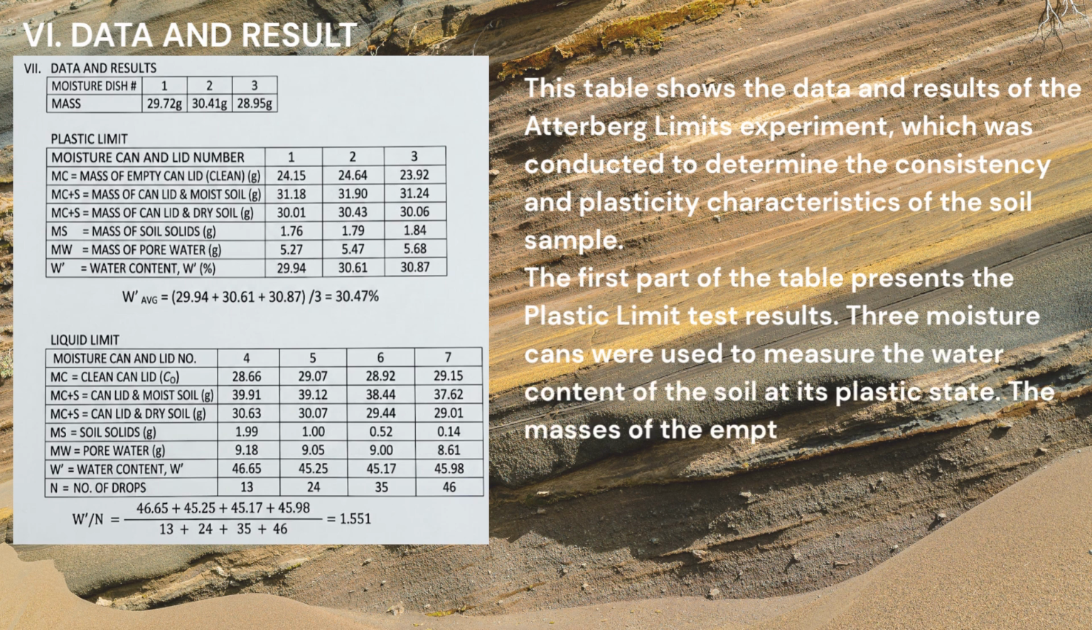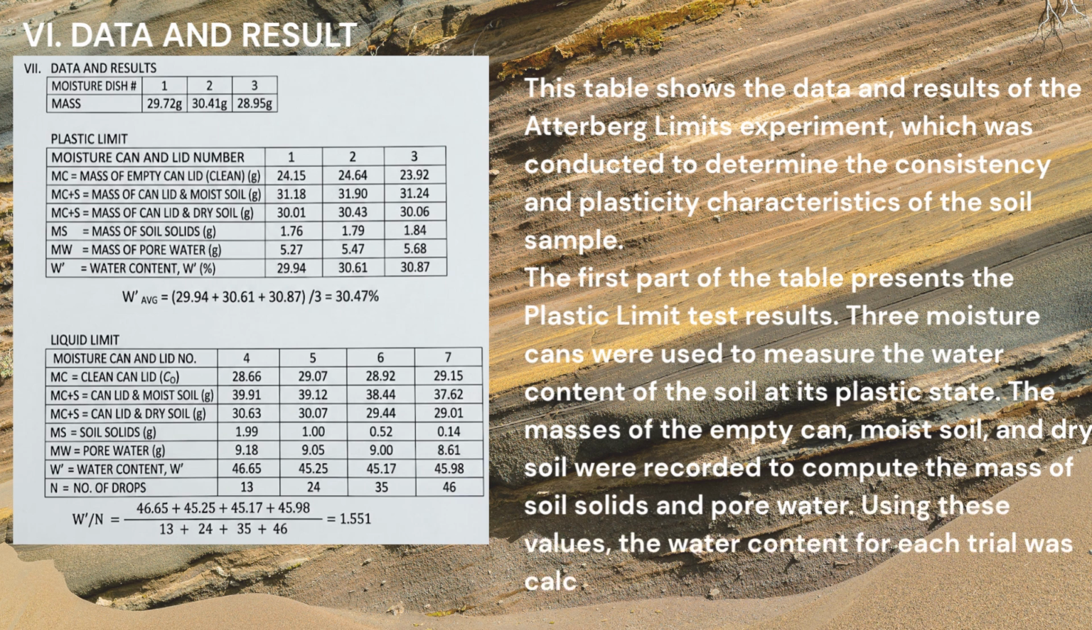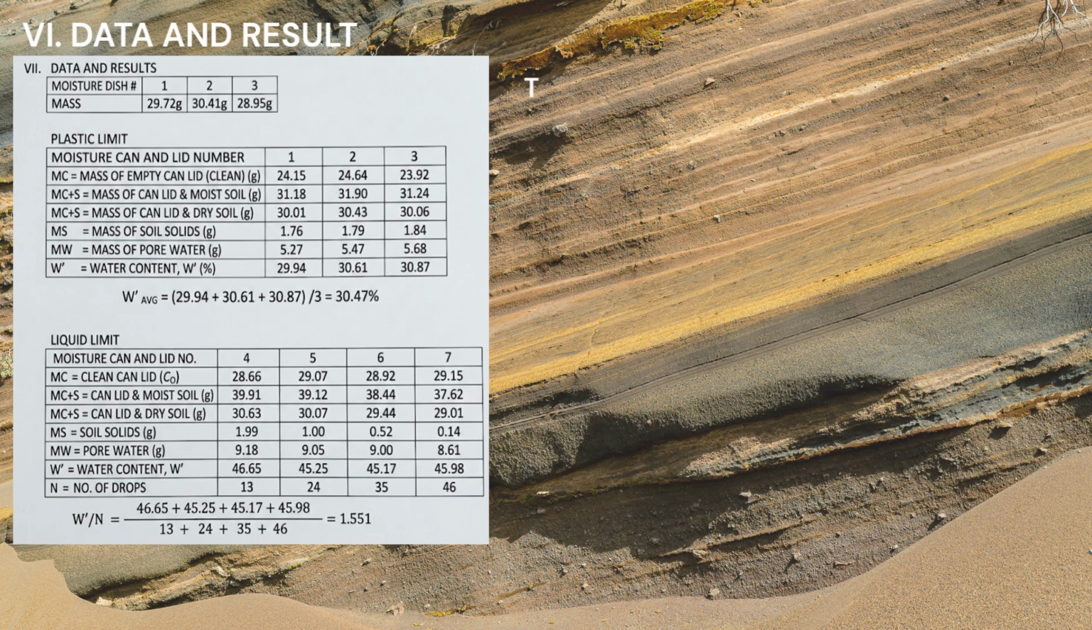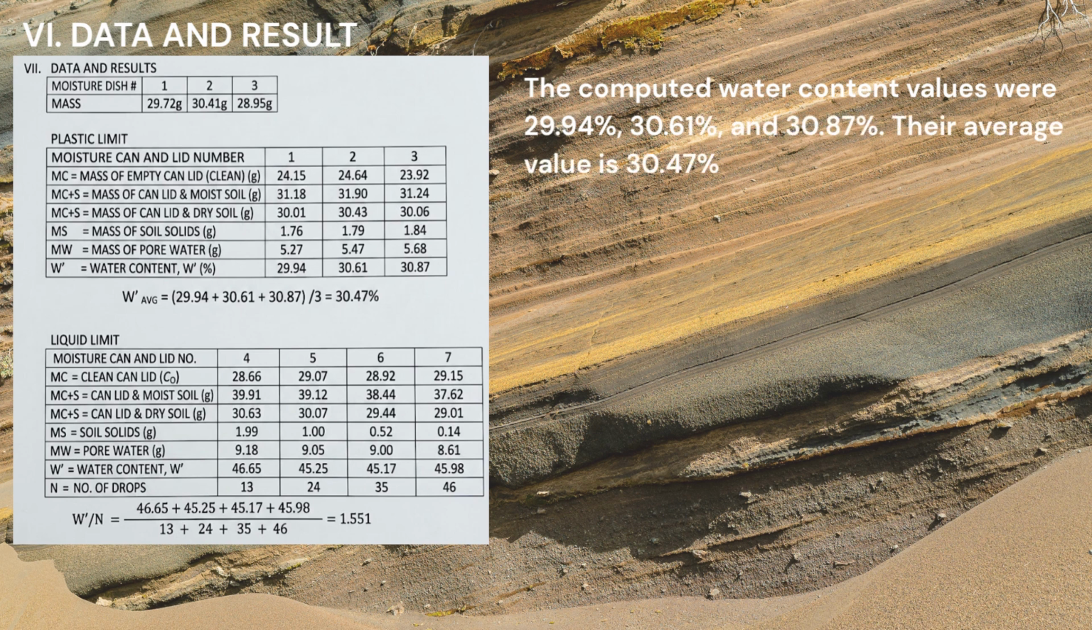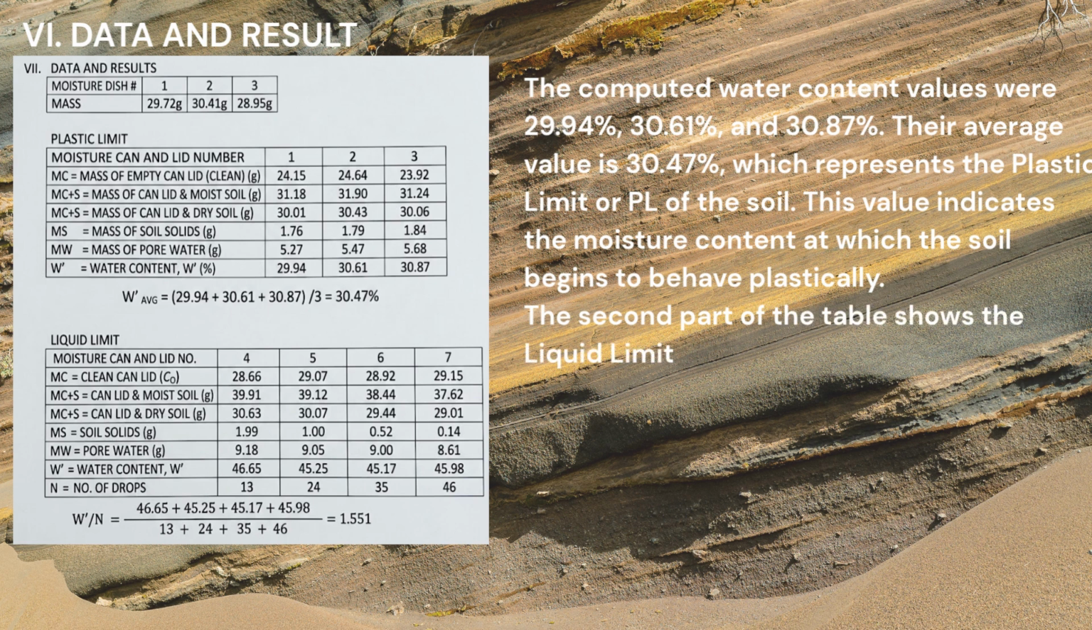The masses of the empty can, moist soil, and dry soil were recorded to compute the mass of soil solids and pore water. Using these values, the water content for each trial was calculated. The computed water content values were 29.94%, 30.61%, and 30.87%. Their average value is 30.47%, which represents the plastic limit, or PL, of the soil. This value indicates the moisture content at which the soil begins to behave plastically.